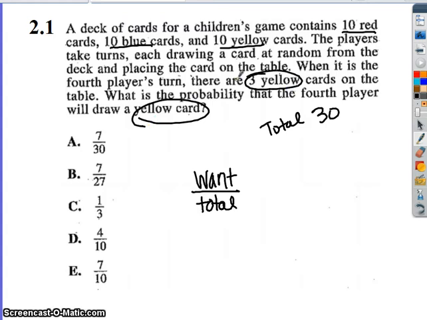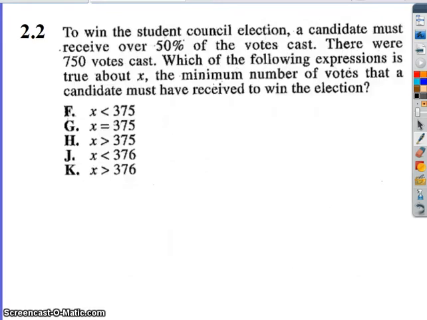So let's think about our total. If there were 30 cards and 3 have come out, that means we only have 27 cards left. And if we had 10 yellow cards and 3 of those have already come out, we only have 7 yellow cards left. And if you look over here, that's your answer. So you just had to remember to think about the 3 cards being taken out already. If you missed it, that's probably how you missed it.